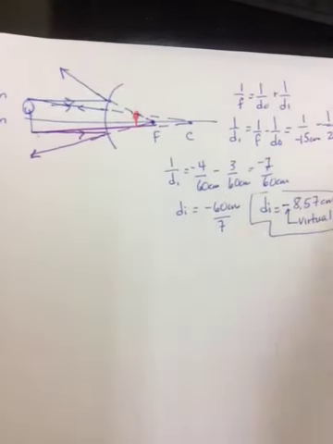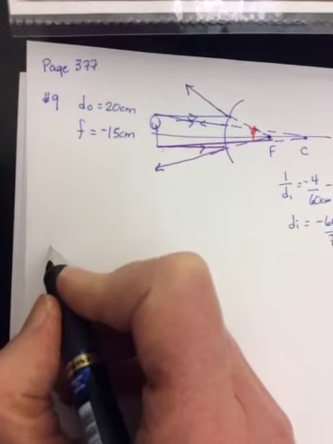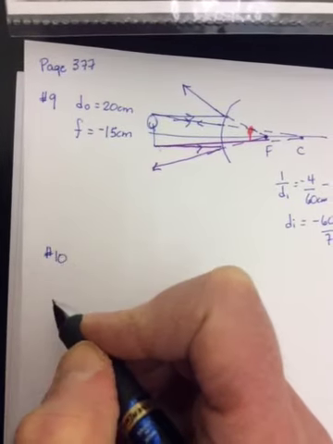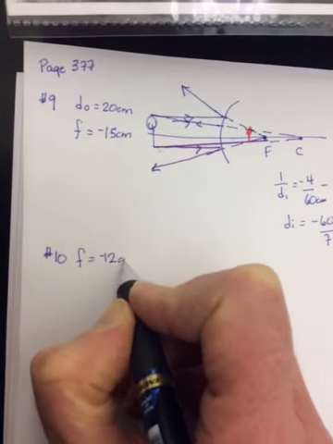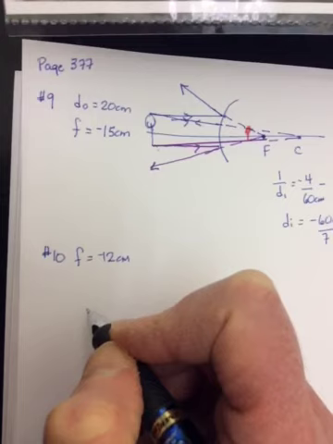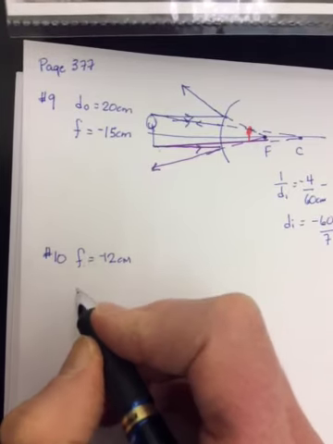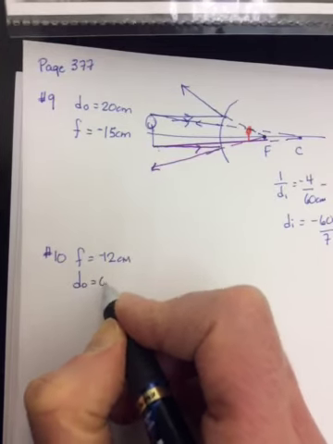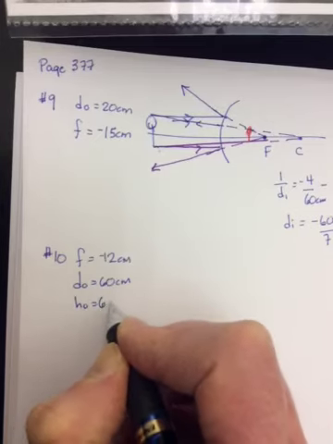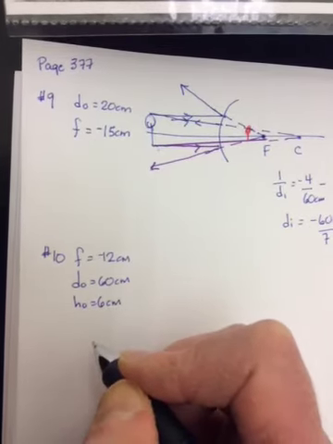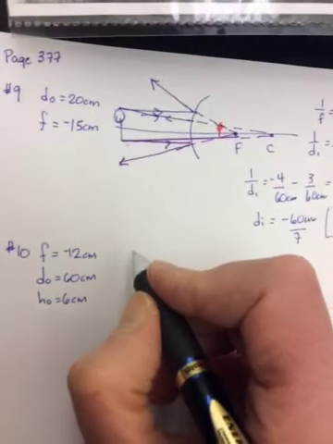Okay. Turn the page, number 10. A convex mirror has a focal length of negative 12 centimeters. A light bulb with a diameter of 6 centimeters is placed 60 centimeters in front of the mirror. So the 60 centimeters in front of the mirror is the DO, and the 6 centimeters is the HO. Where is the image? Okay, so you're looking for DI.